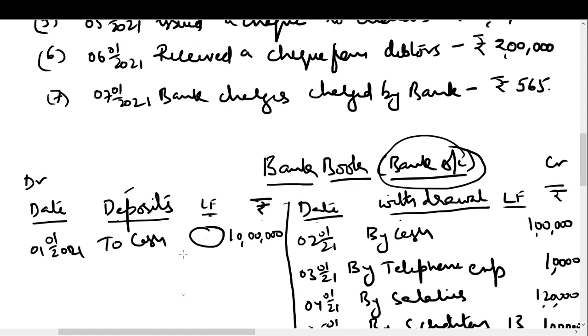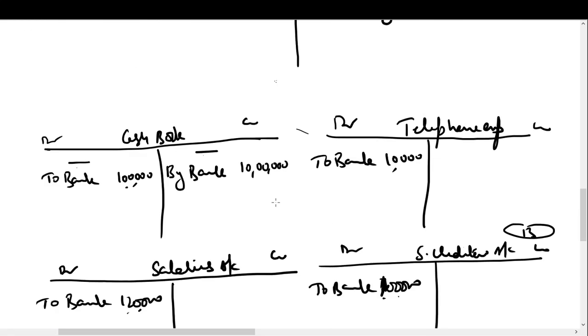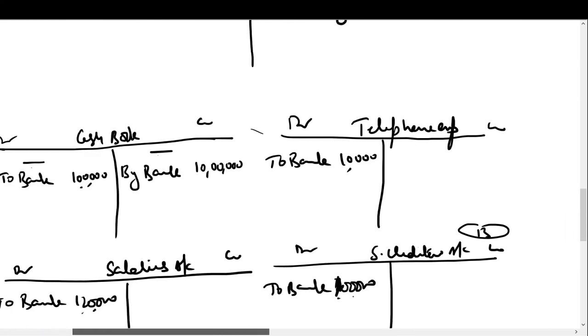What will we do with that check? We will deposit the check in our bank account, and the bank will collect money from the debtors. So it is going to be a deposit of rupees 2 lakh. We are getting the money from our debtors. So we'll write to debtors account 2 lakh on 6th January 2021. Now we should post it in the sundry debtors account.